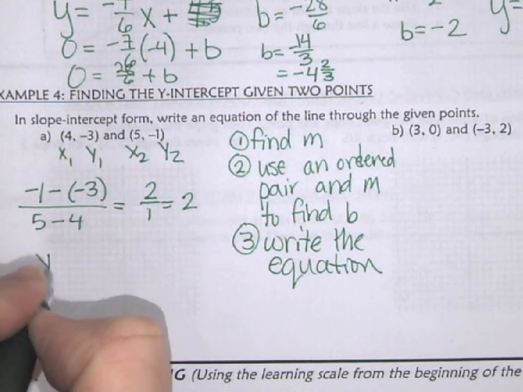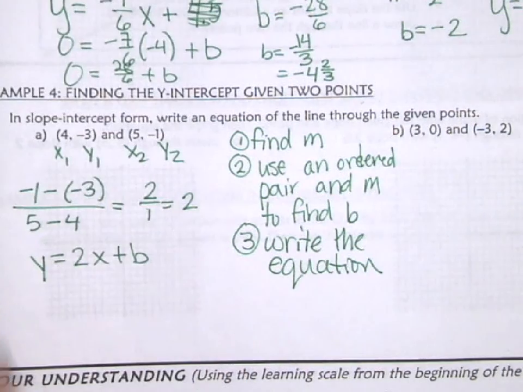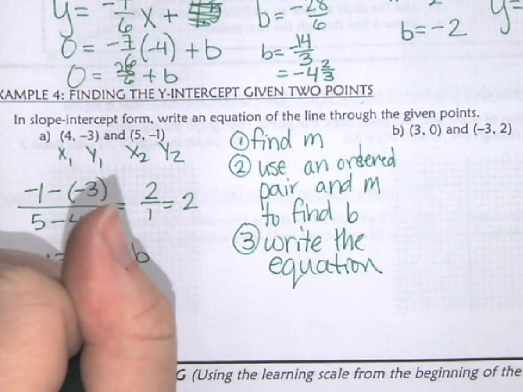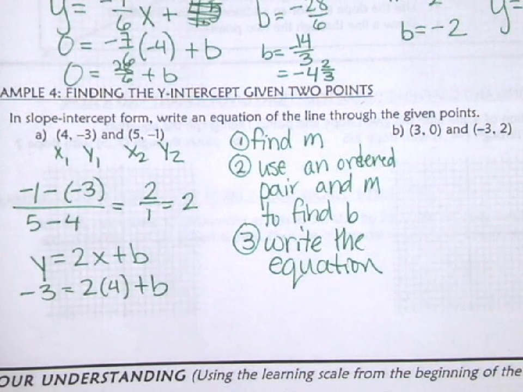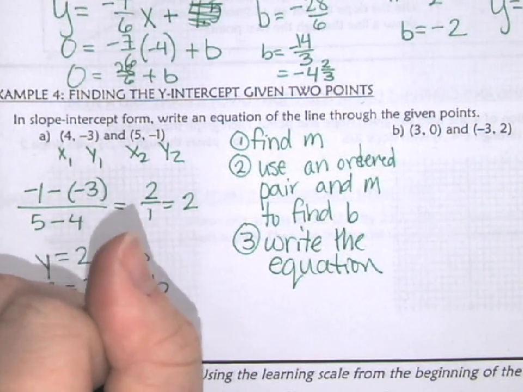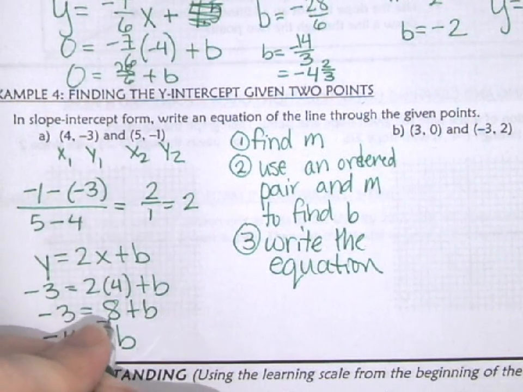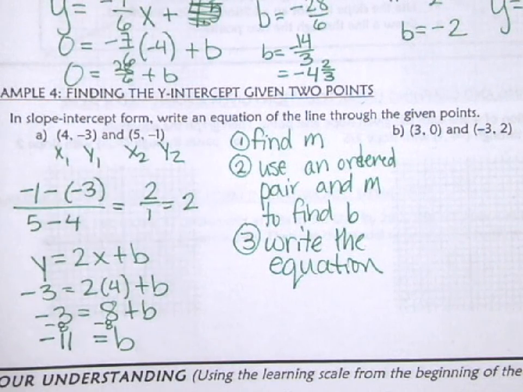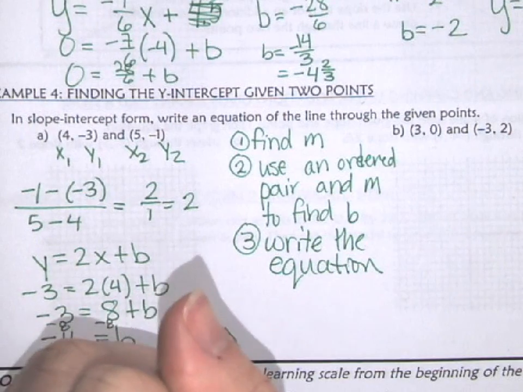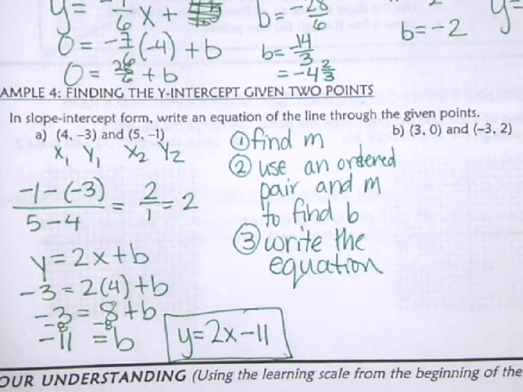All right, so y equals 2x plus b. I'm using 4 and -3. So -3 equals 2 times 4 plus b. -3 equals 8 plus b. b equals -11. I subtracted the 8 from both sides. So my final equation, y equals 2x minus 11.